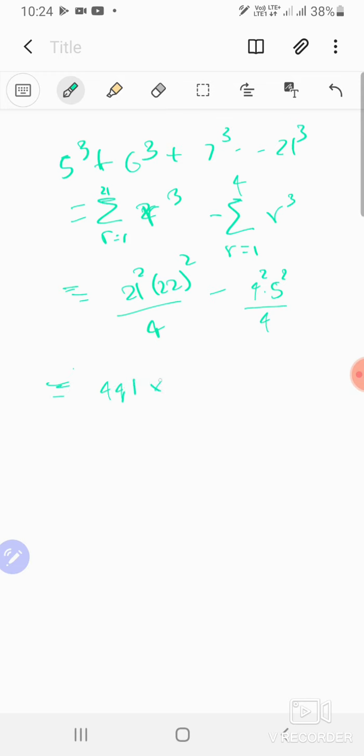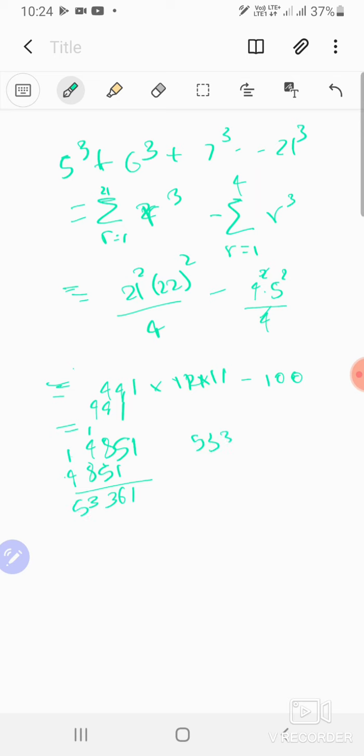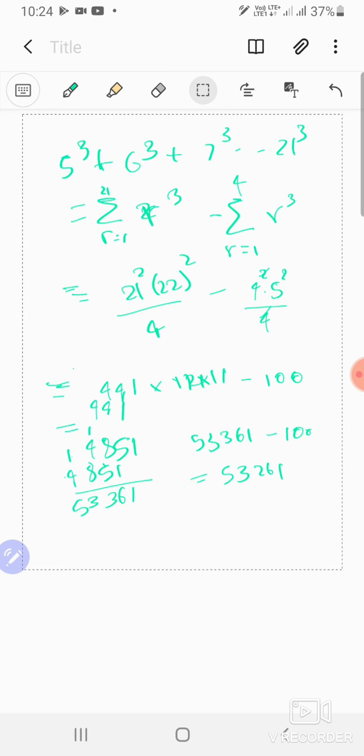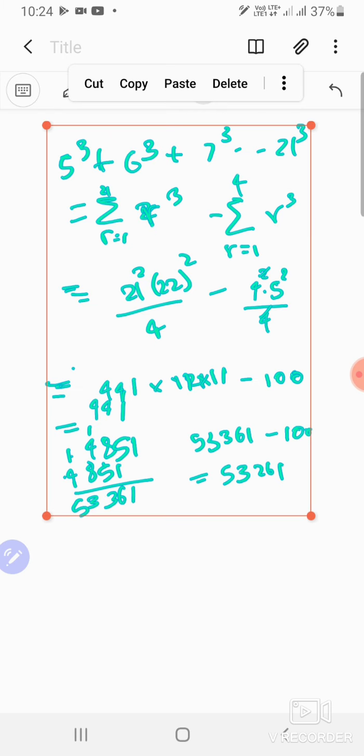So you got 21 squared is 441 into 11 squared, 121, minus this 4 cancels, so you got 4 into 25, which is 100. I think I should put it as 11 into 11, that will be better. So you got 441 once again, so that gives me 4851, but then that is once again repeated, so 4851 into 11 gives 53361 minus 100, which is 53261. Wow, that's a big number. So yeah, 53261. Fine.